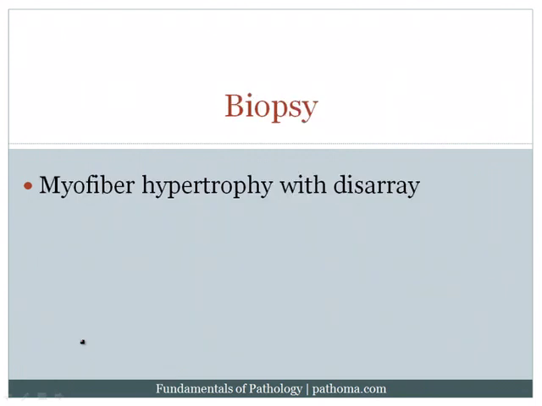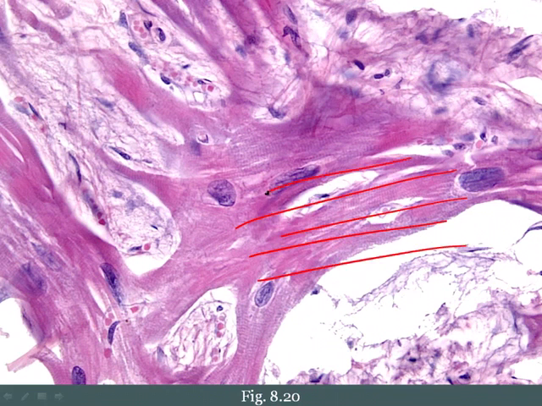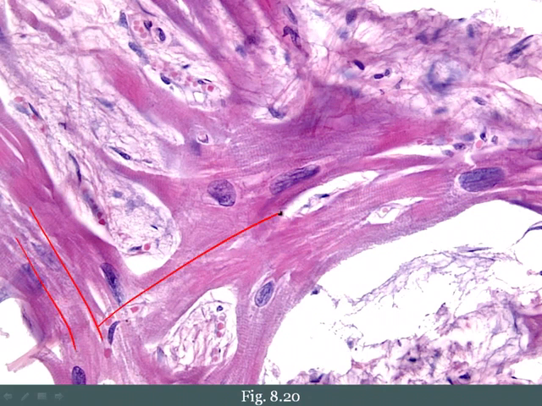Now, if biopsy were performed, you would see myofiber hypertrophy with disarray. And this is a particularly high-yield image, so let me just take you through it. Normally, when you look at the myocytes, they should all sort of be lined up very nicely and in parallel. However, notice here that there's all this disorganization with the myocytes sort of going in every different direction. And that's called myocyte disarray. And it's the classic finding in hypertrophic cardiomyopathy.